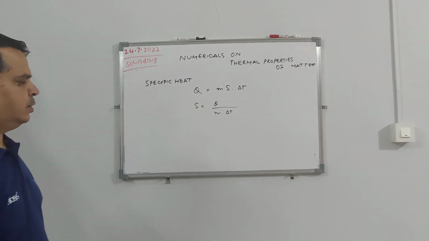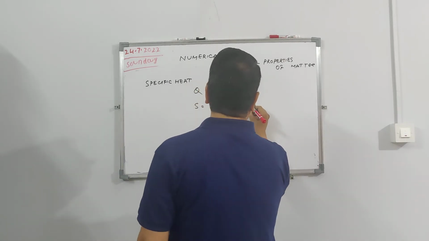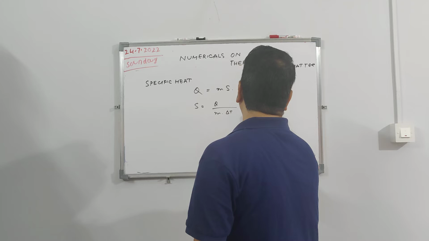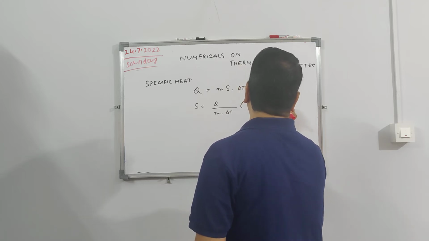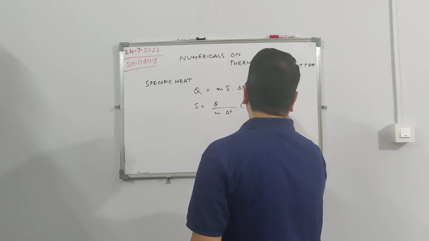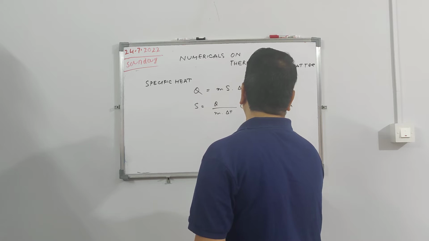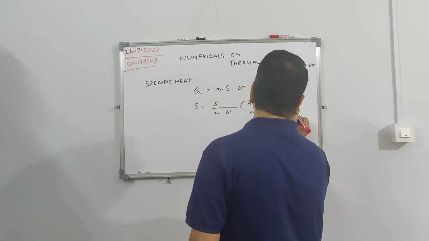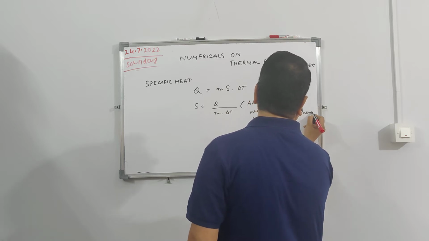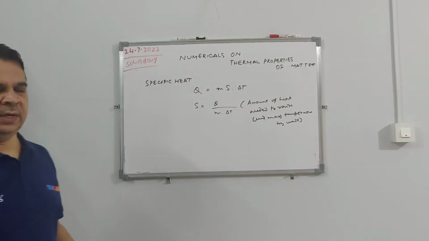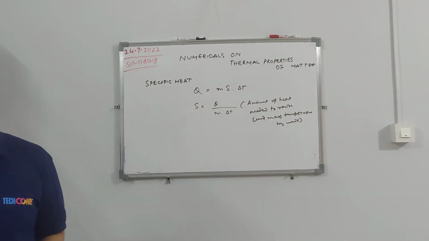Otherwise, the definition of specific heat is, because in the numerator you have heat, the amount of heat needed to raise unit mass by unit temperature. If both are unit, then that is called your specific heat.